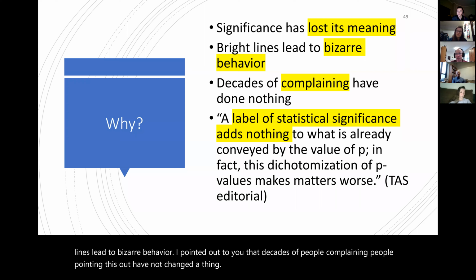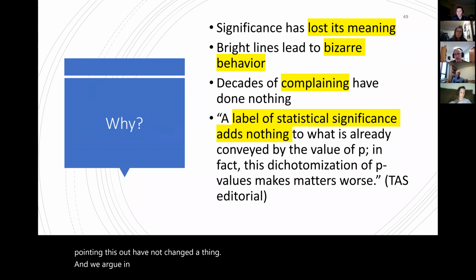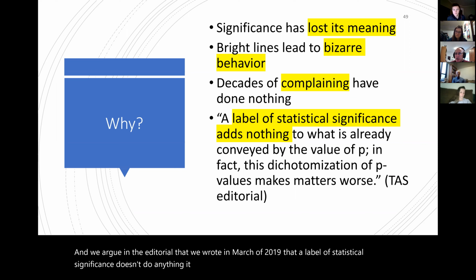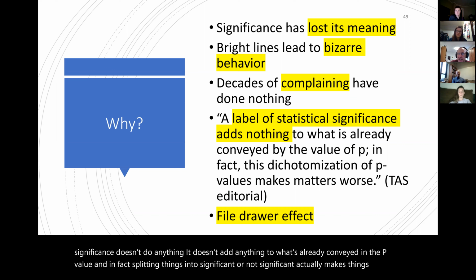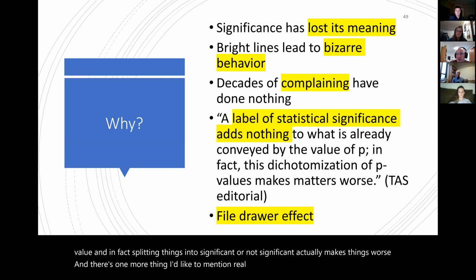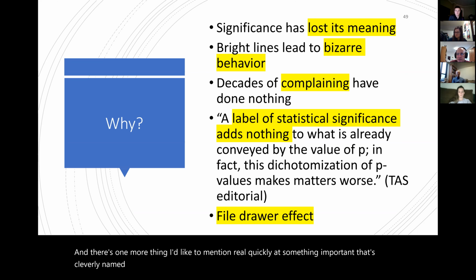And we argue in the editorial that we wrote in March of 2019 that a label of statistical significance doesn't do anything. It doesn't add anything to what's already conveyed in the p-value. And in fact, splitting things into significant or not significant actually makes things worse. And there's one more thing I'd like to mention real quickly. It's something important that's cleverly named the file drawer effect.